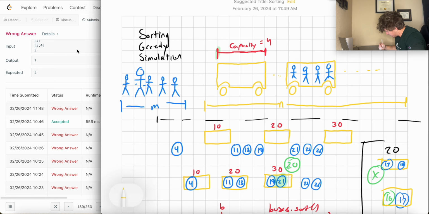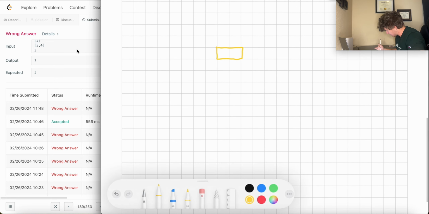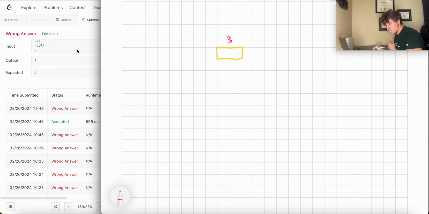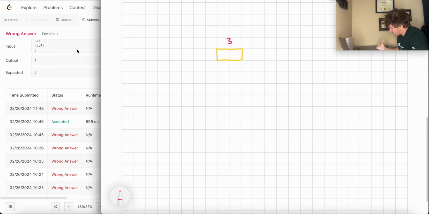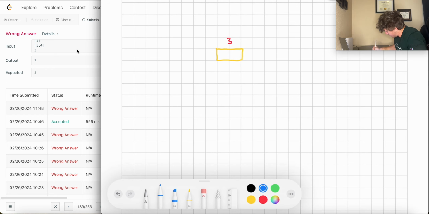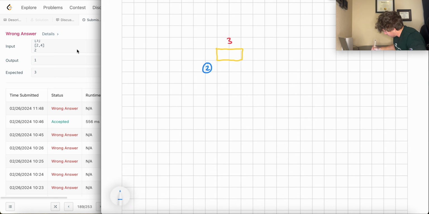I don't know why it's so hard to do this. This bus arrives at 3 with capacity 2. And then we have people that arrive at 2 and at 4. So we have a person that arrives here and a person that arrives here. Okay. Now I'm saying that the answer is 1, right? But the answer is actually supposed to be 3.